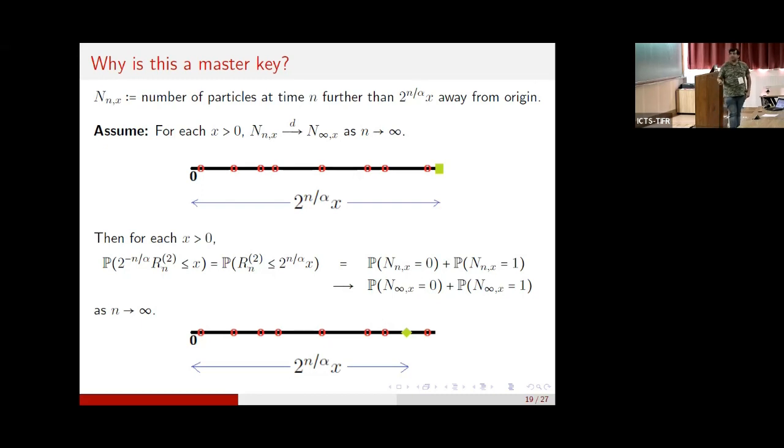Now, as you can see, there is nothing special about the first or second rightmost particle. You can do the same thing for the Kth rightmost particle, and with a bit more work, you can also look at the joint distribution so that you can also get hold of the gap statistics, etc.